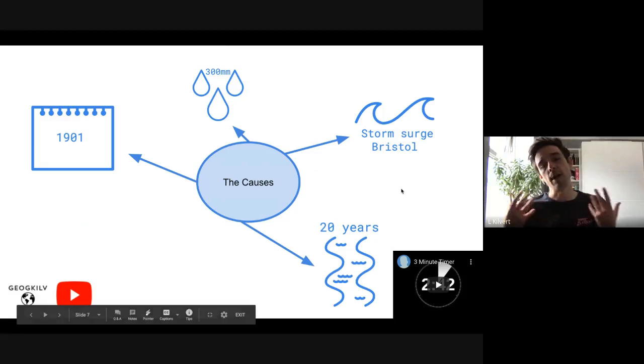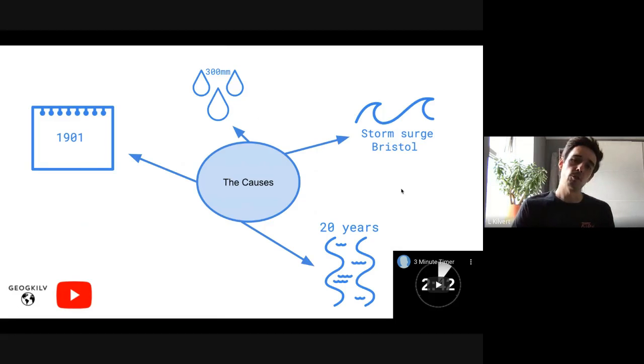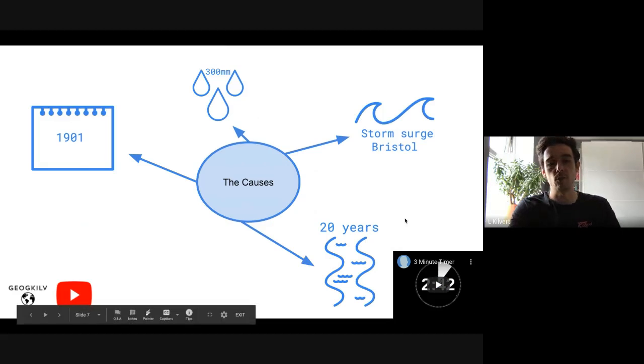Now, this is where specific information comes into your responses and answers and why it's so important to have some examples, because anyone can say that the rivers flooded because there was lots of rainfall. If you can tell me that it flooded because it was the wettest January and February on record since 1901, and that 350 millimeters of rainfall fell within that period, and it was combined with a storm surge up the Bristol Channel, and the fact that the rivers hadn't been dredged for 20 years, then you're showcasing your geographical knowledge.